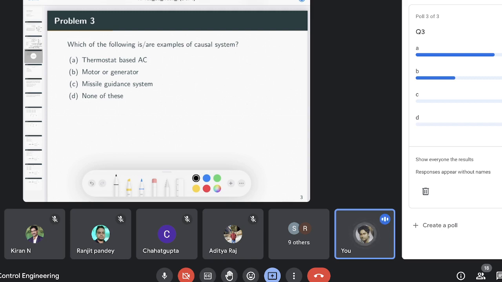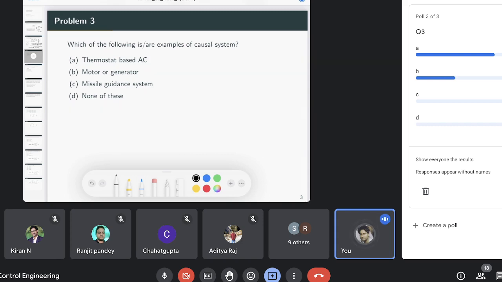From the options, one is a thermostat-based AC, which regulates your temperature. It depends only on your current temperature, so it is a causal system. Similarly, a motor and generator behave according to whatever input you give. They may depend on past input also, but only up to the present input. They do not depend on the future: whatever input you supply in the future, the output will not change according to that. So as you can see, both A and B are causal systems.